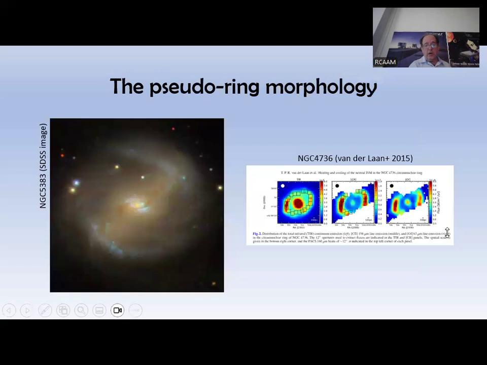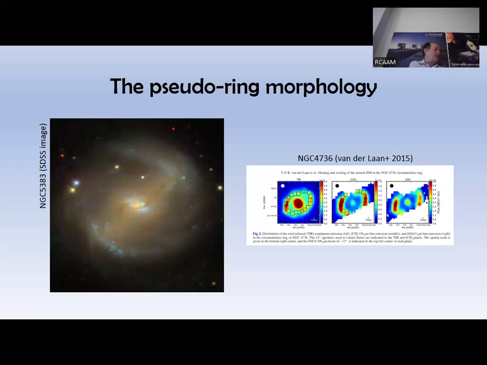Okay, now whenever this nuclear ring is observed, in most cases, it is better to describe it as a pseudo-ring. And we say pseudo-ring and not a ring because, as you can see in the image of this NGC 5383 galaxy and in the images of the central region of another one, the surface density along the ring is not homogeneous. You find there some parts that are brighter than the others.